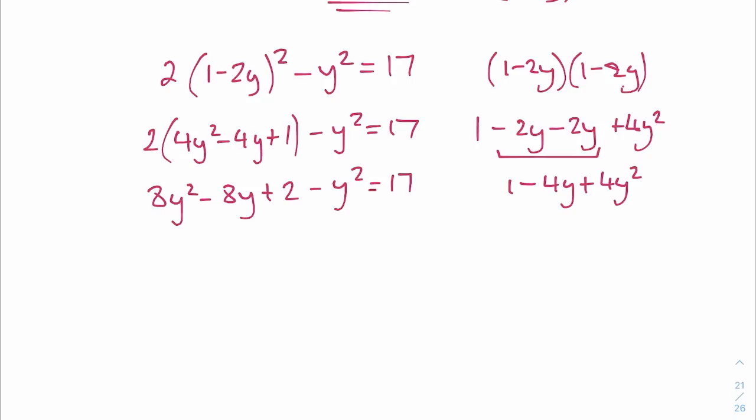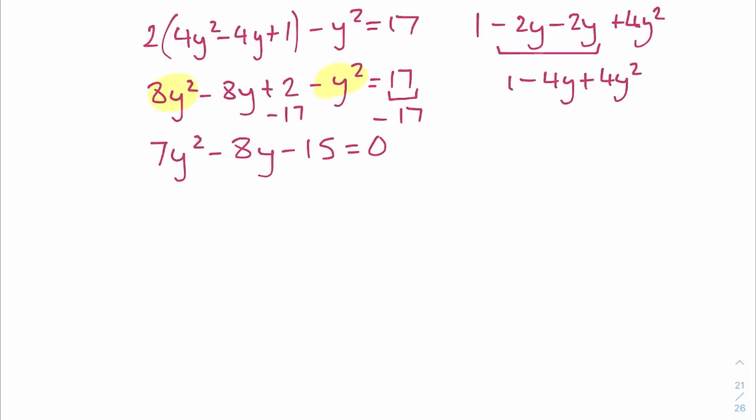So we'll simplify this down a little bit because we've got the 8y squared and the minus y squared, so we can simplify that, so that'd be 7y squared minus 8y. And we also have this 17 here, which we could minus from both sides at this point. So we want to take that away from the 2, so that gives us minus 15, and that is equal to 0. So at this point here, we can actually solve this for y.